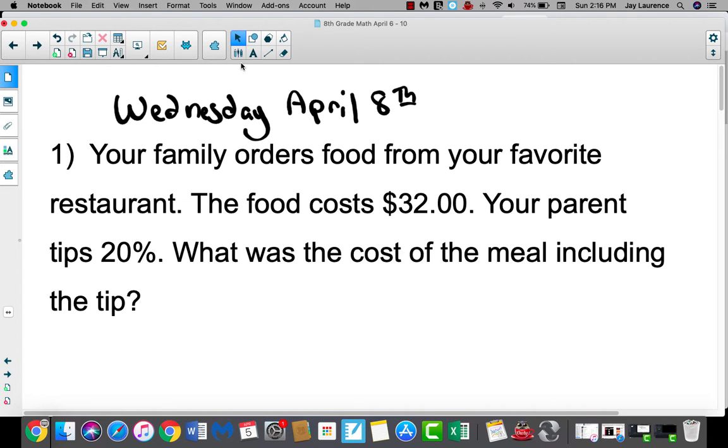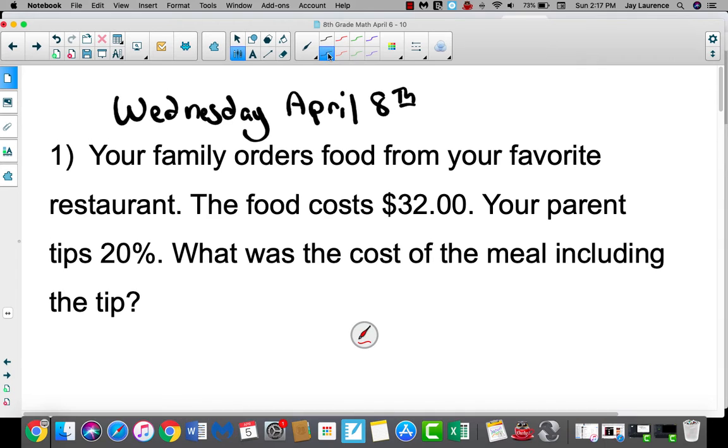All right. Okay, it says your family orders food from your favorite restaurant. The food costs $32. Your parent tips 20%. What was the cost of the meal including the tip? Wow. So we have to have the $32 involved, but then we have to add the 20%. Oop, not 2%, 20%, Mr. Lawrence. Read more carefully. All right, 20% of the bill. Well, how do we get 20% of a number? Because if we add those together, we can't add them right now, but if we knew what 20% of the bill was, we could add them together.